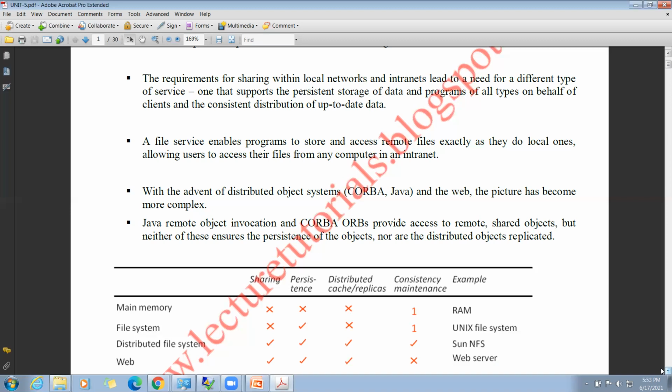Next point. The file service enables programs to store and access remote files exactly as they do local ones, allowing users to access their files from any computer in the intranet. Here, a distributed file system enables programs to store and access remote files exactly like local files.